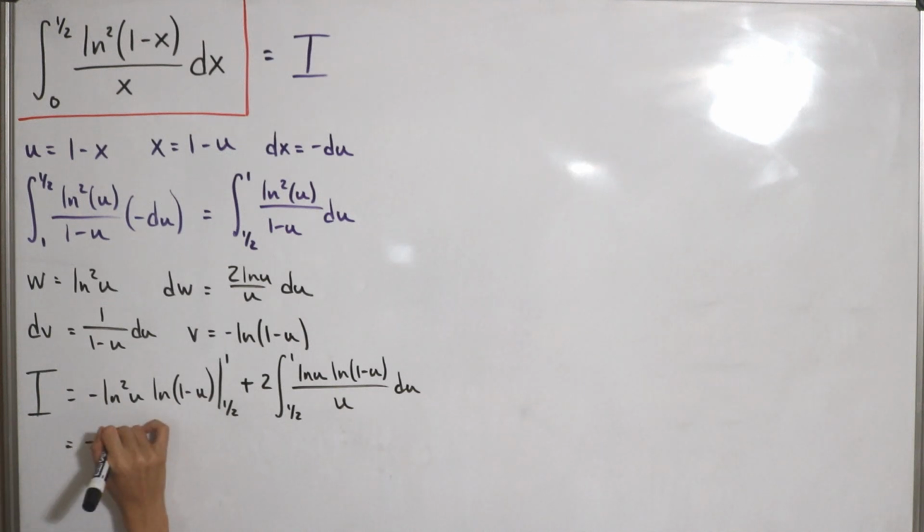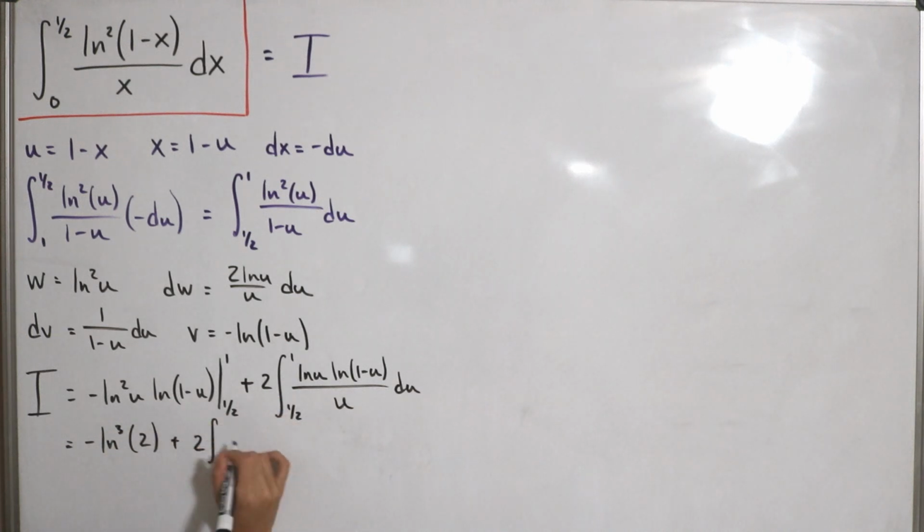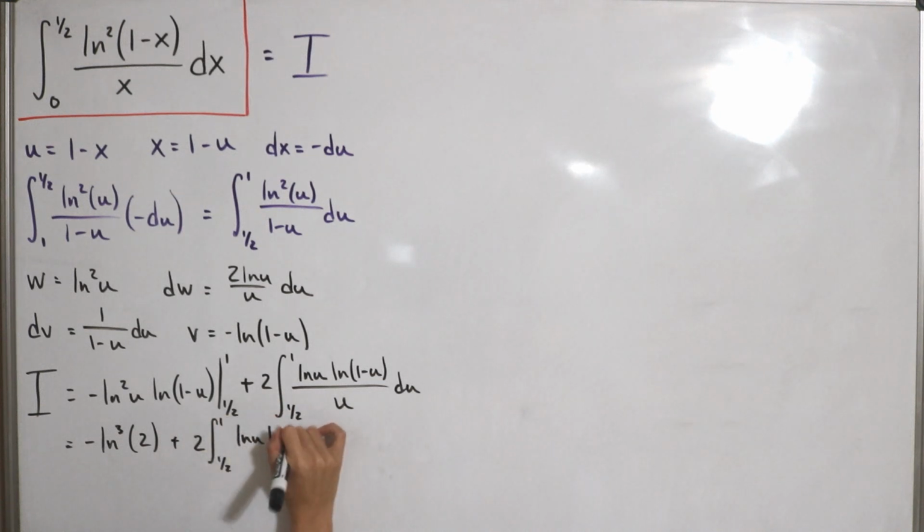So negative ln cube of 2 will be our value there, and then just continue on with the 2 times the integral of 1/2 to 1 of ln of u times ln of 1 subtract u divided by u, and then multiply with du. Going from here, now we're going to be utilizing the dilogarithm function.